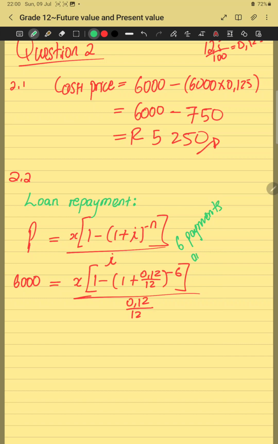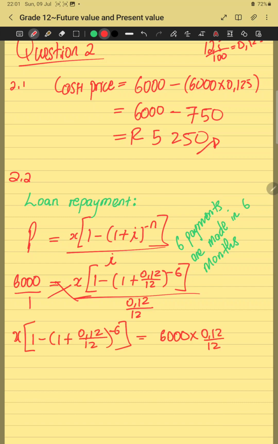6 payments are made, okay, in 6 months. All right, so then now let's just cross multiply here. Remember this, there's the denominator of positive 1, so we're going to just cross multiply. Then after this one we can just divide both sides by this value here, so we're going to be left with x on the left hand side.